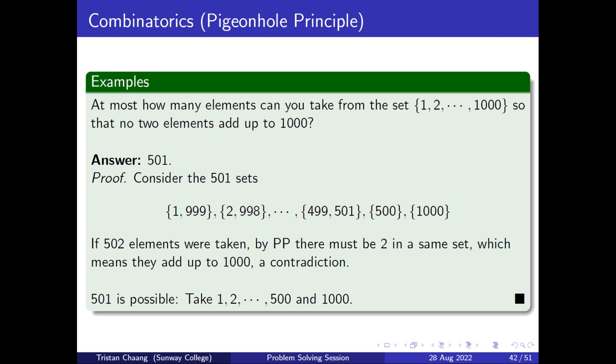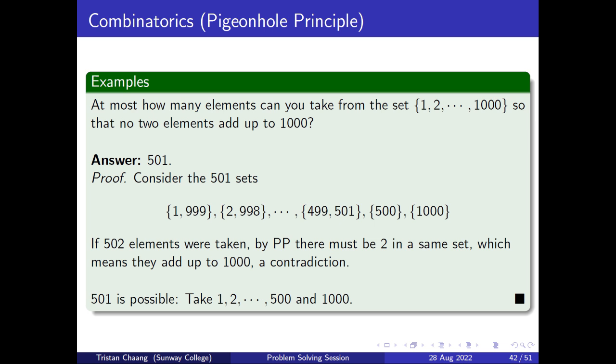then using the pigeonhole principle, I can say that you cannot take 502 elements, right? Because if you take 502 elements, by the pigeonhole principle, two of them must be in the same box, and then you get two numbers that add up to 1000. Does that make sense? But of course, that doesn't guarantee us that 501 works.